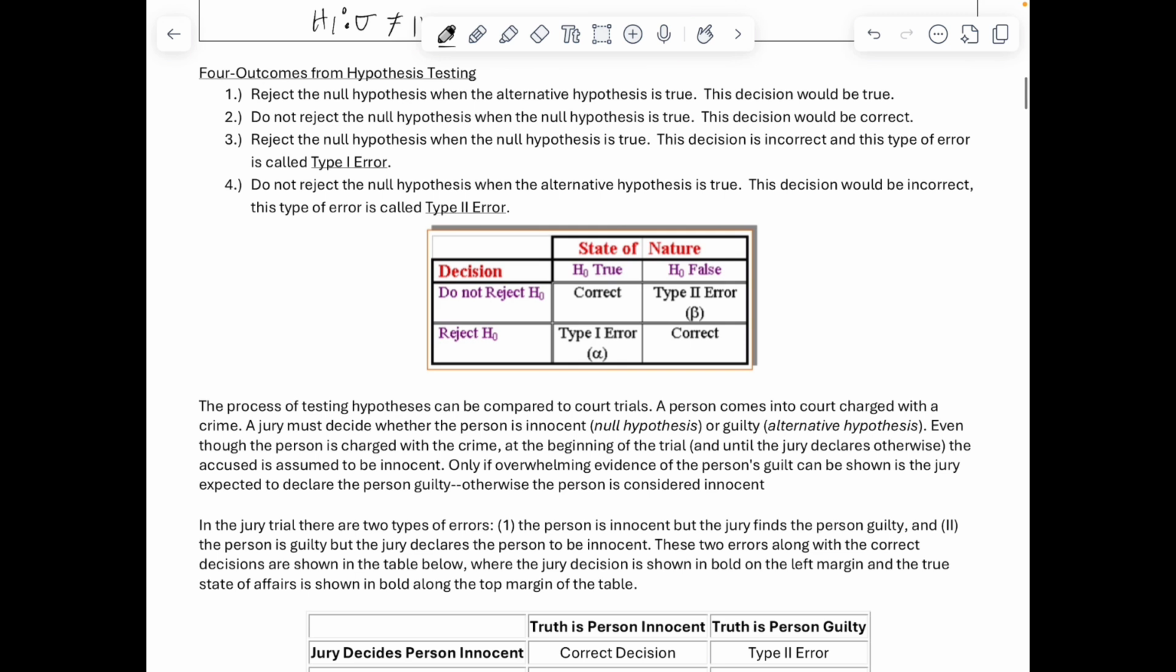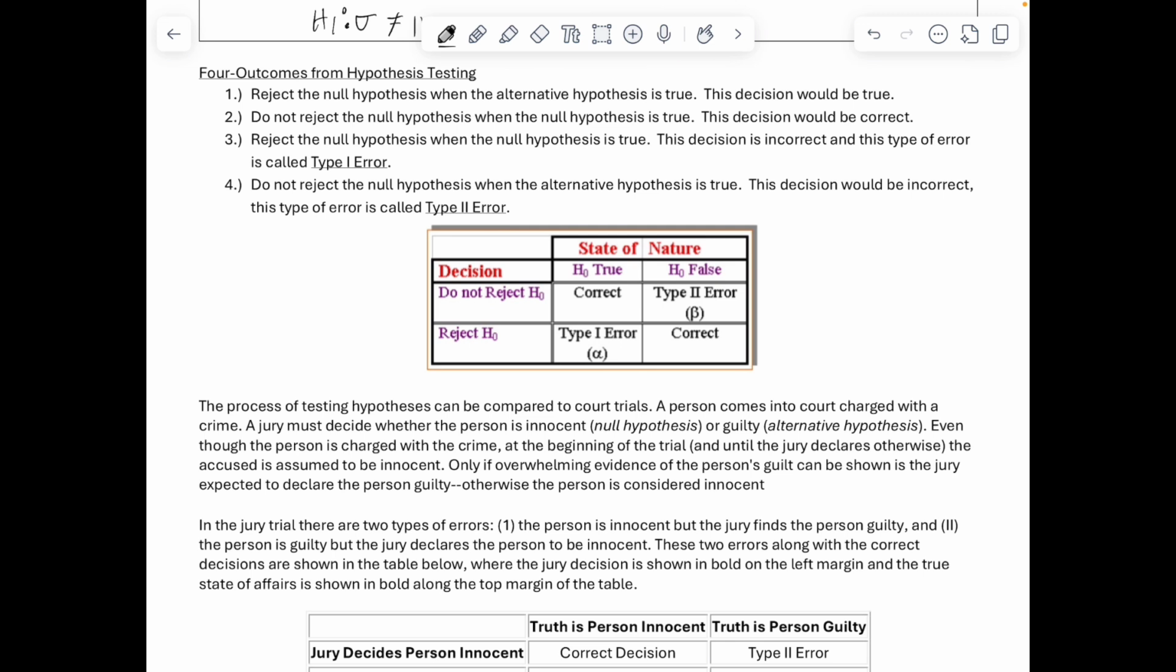So this is our interesting part here with errors, because we could have errors that are going to occur with this. And so we have 4 outcomes from hypothesis testing. One is going to be to reject the null hypothesis when the alternative hypothesis is true, and that is a true thing to do. And then number 2 says do not reject the null hypothesis when the null hypothesis is true, and that's also correct.